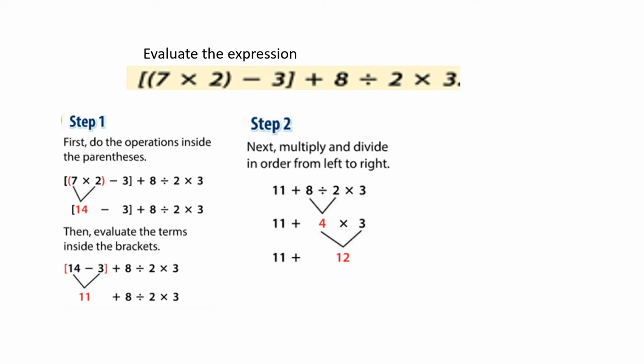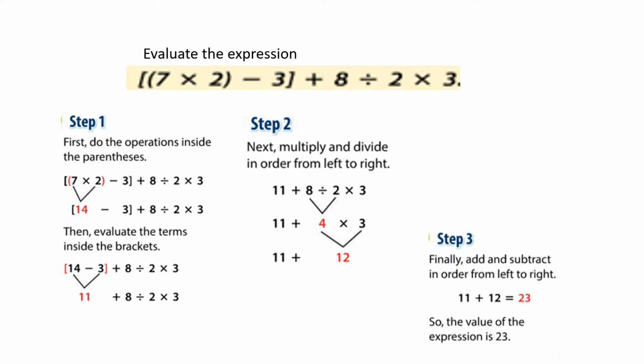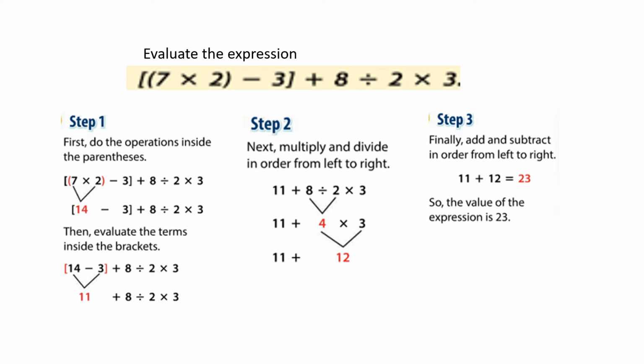So 8 divided by 2 is going to be 4, and 11 put down as it is, plus down as it is, times down as it is, 3 also down as it is, then divide 8 by 2 will be 4. After that, keep 11 plus down as it is, then 4 times 3, which is going to be 12. Finally, add and subtract in order from left to right, which is 11 plus 12, which equals 23. So the value of the expression is 23.